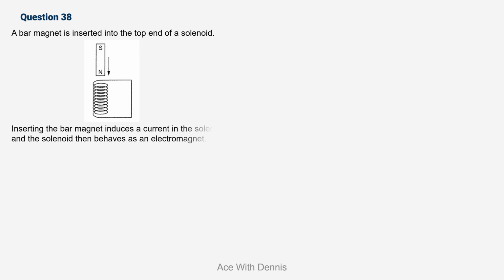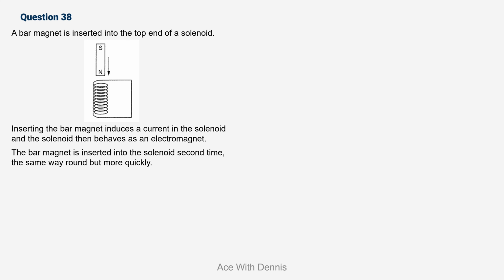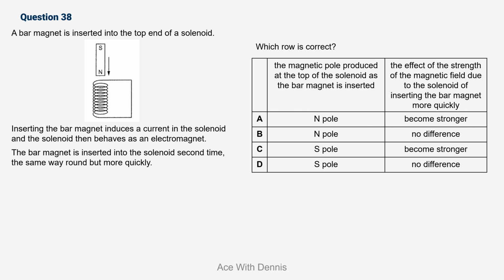Question 38. A bar magnet is inserted into the top end of a solenoid. Here is the diagram to illustrate the situation. Inserting the bar magnet induces a current in the solenoid, and the solenoid then behaves as an electromagnet. The bar magnet is inserted into the solenoid a second time, the same way around, but more quickly. Which row is correct? So here are a few options.